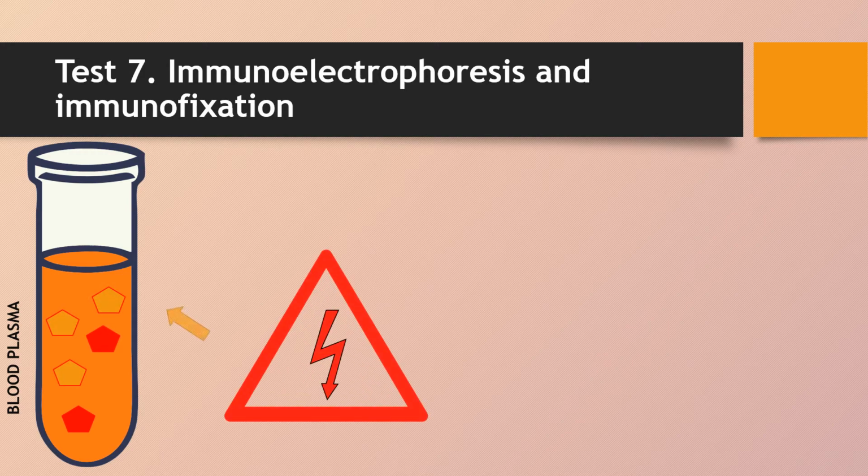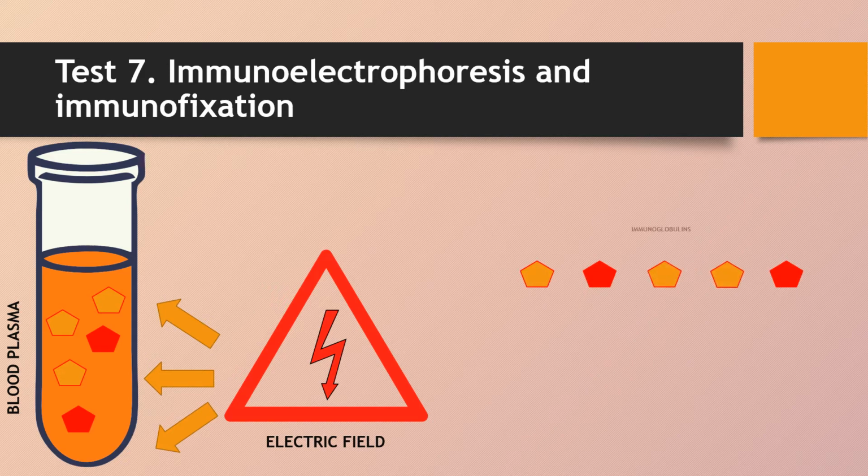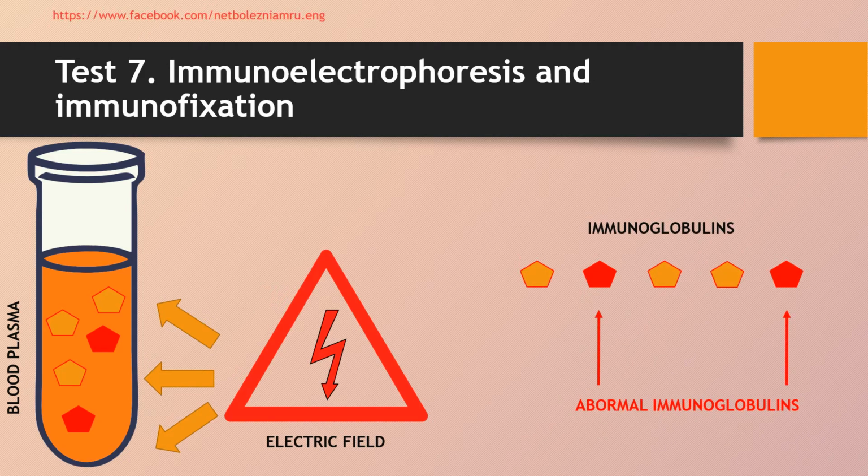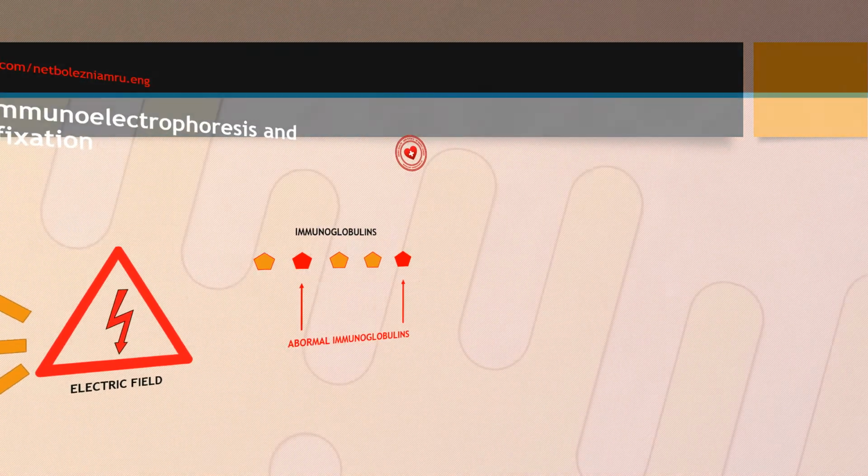Seventh test, immunoelectrophoresis and immunofixation. Immunoelectrophoresis consists of electrophoresis after which a specific precipitation of each immunoglobulin is done. This type of study is done in order to determine the presence of abnormal immunoglobulins in the plasma.